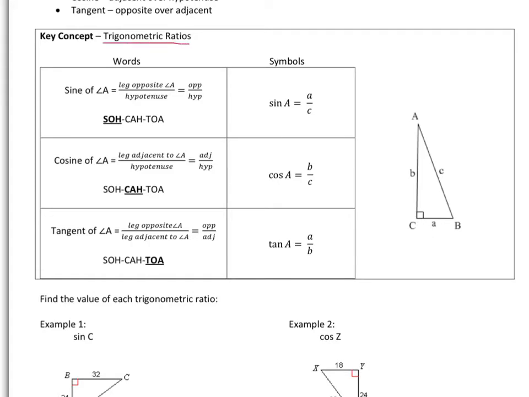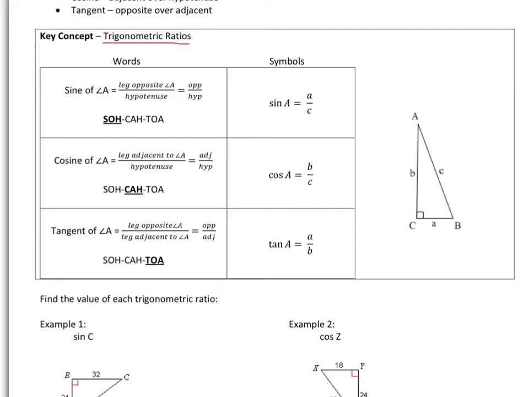So a ratio is a comparison of sides, in other words a fraction. And the sides that you're going to compare or make a ratio of depends on what trig function you're using and which angle you're looking from. So let's look at the big picture for a moment.